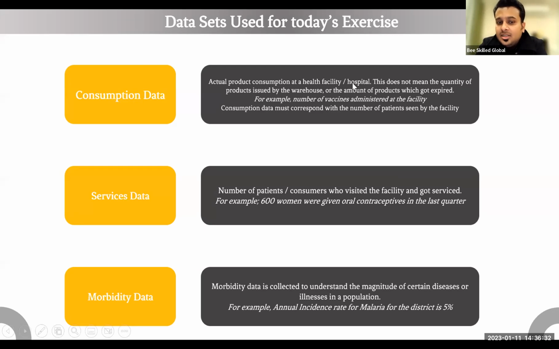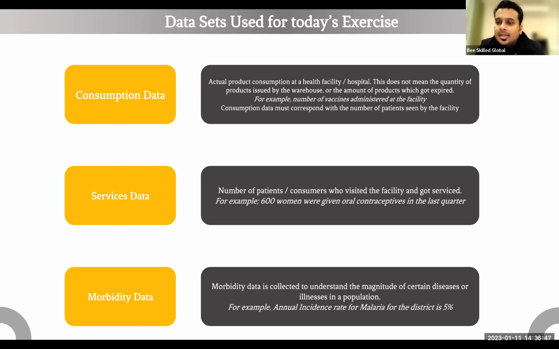Consumption, I already explained. Services is the number of patients or consumers who visited the facility and got serviced. For example, 600 women came for family planning, and then they were given oral contraceptives or whatever.